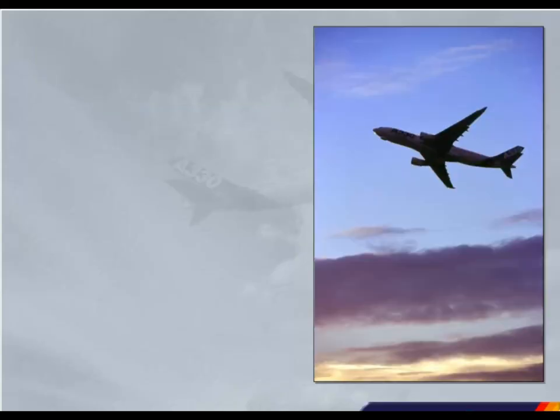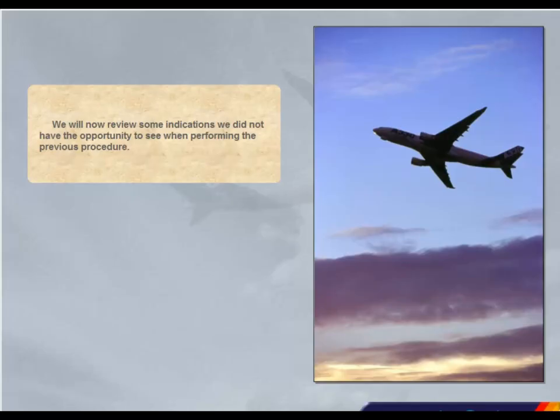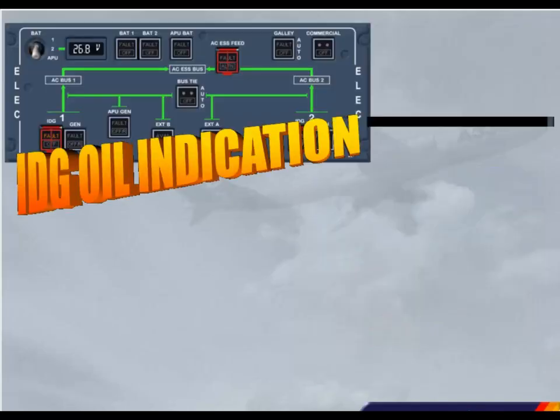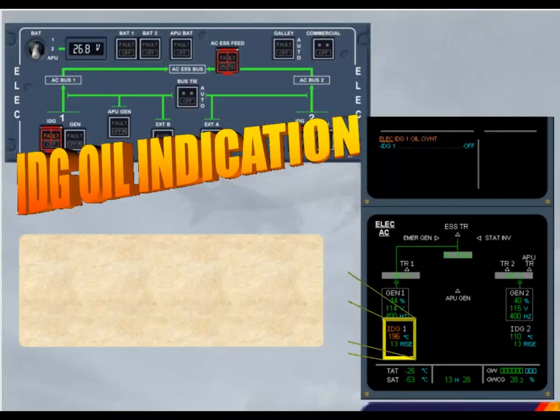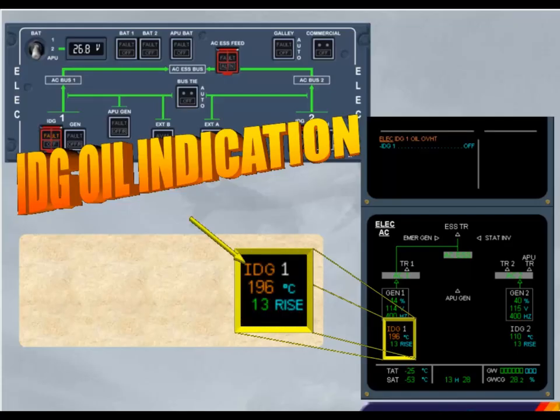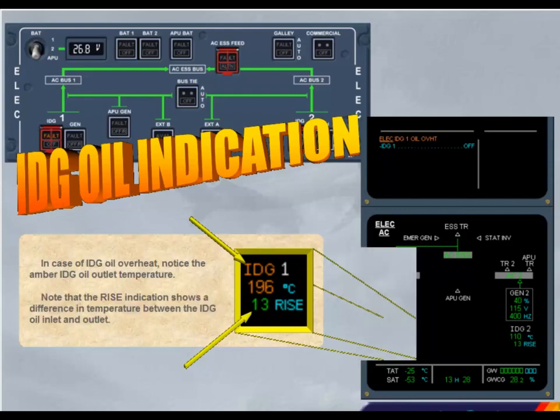We will now review some indications we did not have the opportunity to see when performing the previous procedure. In case of IDG oil overheat, notice the amber IDG oil outlet temperature. Note that the rise indication shows a difference in temperature between the IDG oil inlet and outlet.